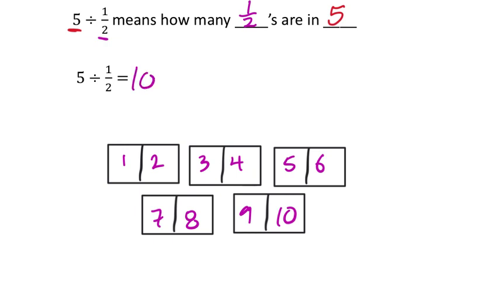So that means how many halves are in 5? 10 of them. Well, what you could have done, some of you may have noticed this, is that you had 5 groups of 2, and really it becomes 5 times 2. So this is kind of front-loading on why we need the multiplication down.